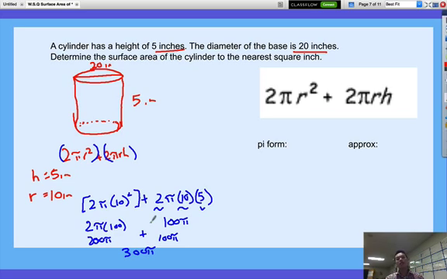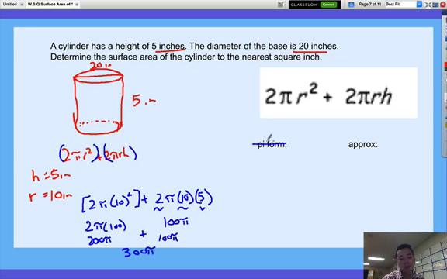Pi is a mathematical symbol for an irrational number, 3.1415, and so on and so on. So someday, when we actually find out the last digit of pi, we can take that long chain of numbers and substitute it where the pi symbol is and figure out the true surface area of the cylinder. Because it is a circular object, we're never, well, sometimes, maybe later on, we will be able to find the exact surface area. But right now, most of the time, we're approximating using 3.14.